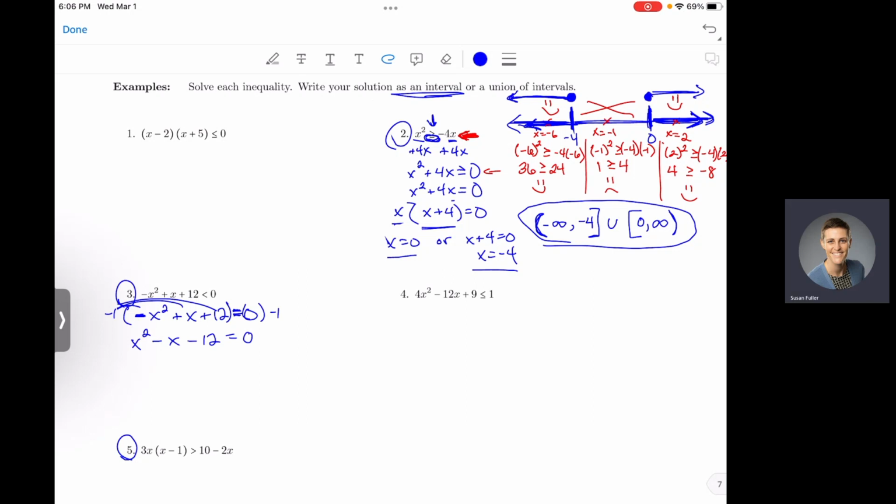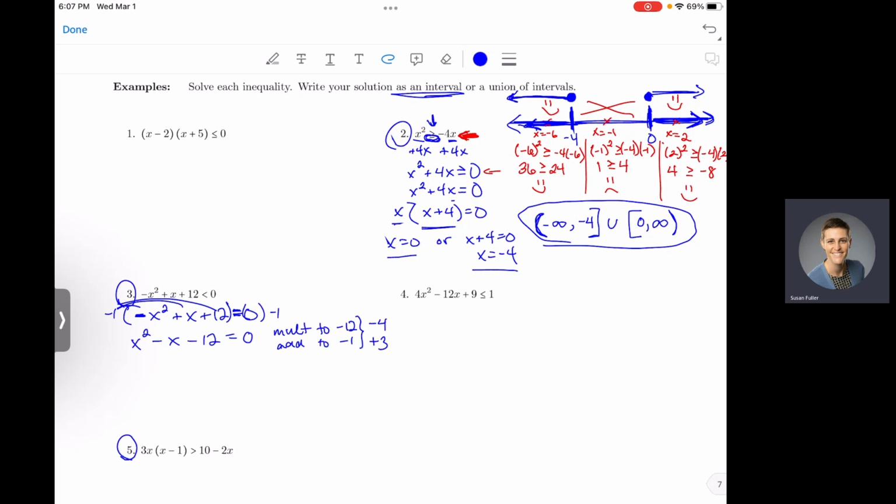Okay, my brain likes this a whole lot better. So a times c here is negative 12. So I'm looking for two numbers that multiply to negative 12, and I need them to add to my b value, which is negative 1. The two numbers that multiply to negative 12 and add to negative 1 will be negative 4 and positive 3.